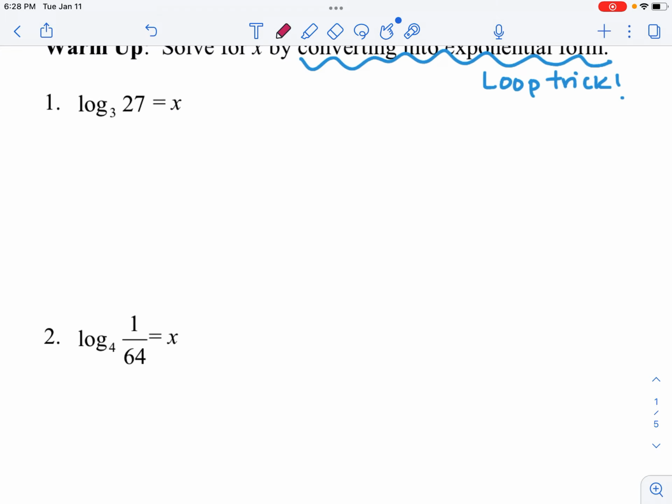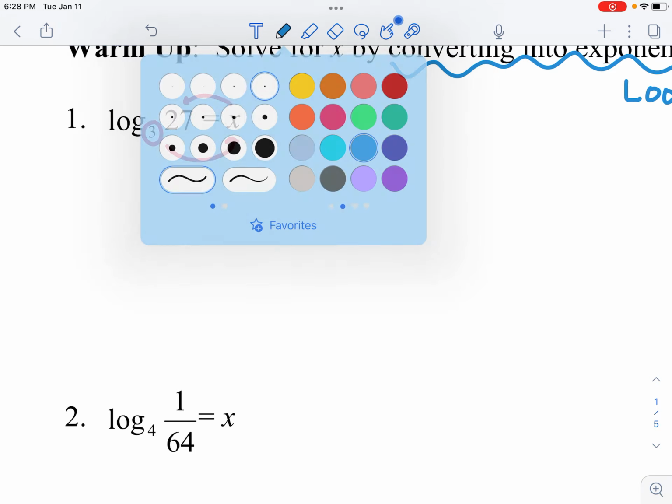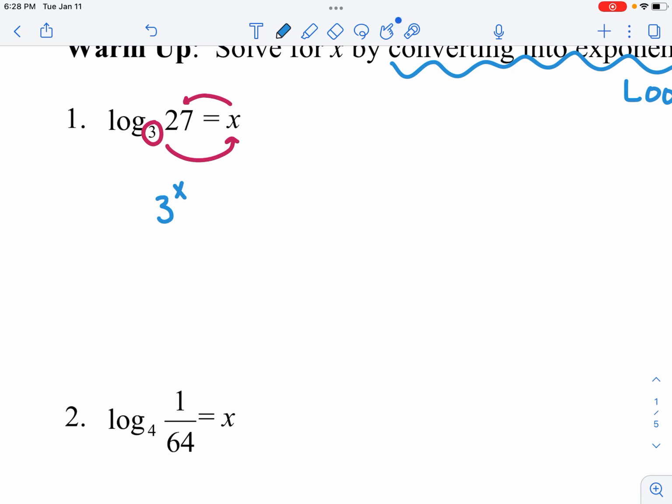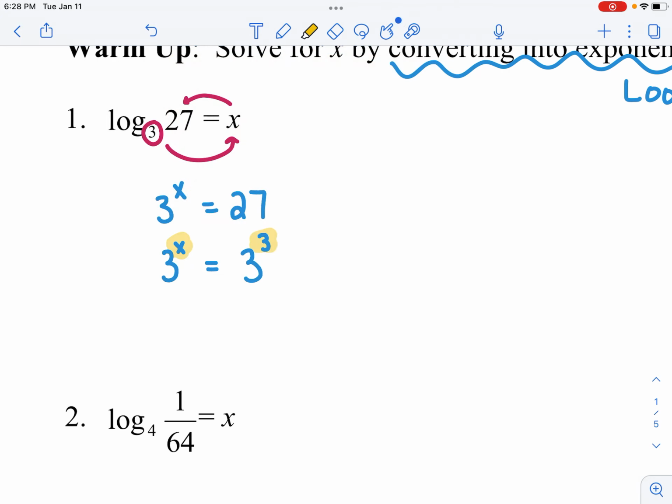Okay, so if we take a look at number 1, I want to solve for x here. If I use the loop trick, I would go into exponential form, which would be 3 to the x is equal to 27. And the way that I would solve this exponential equation is by coming up with a common base. So on the right side, rewriting 27 as 3 to the third power. And what that allows me now to do is recognize that x is equal to 3, since they are both the exponents of that common base of 3.